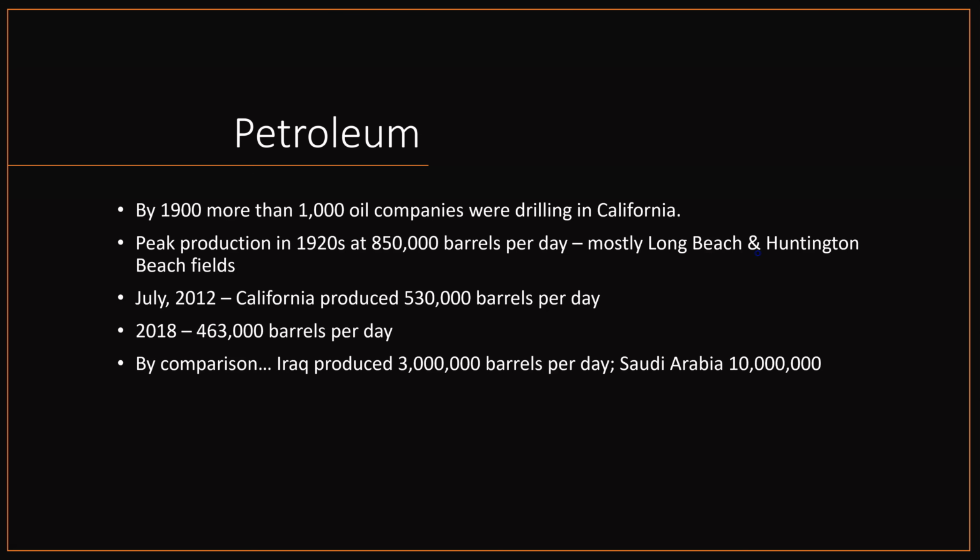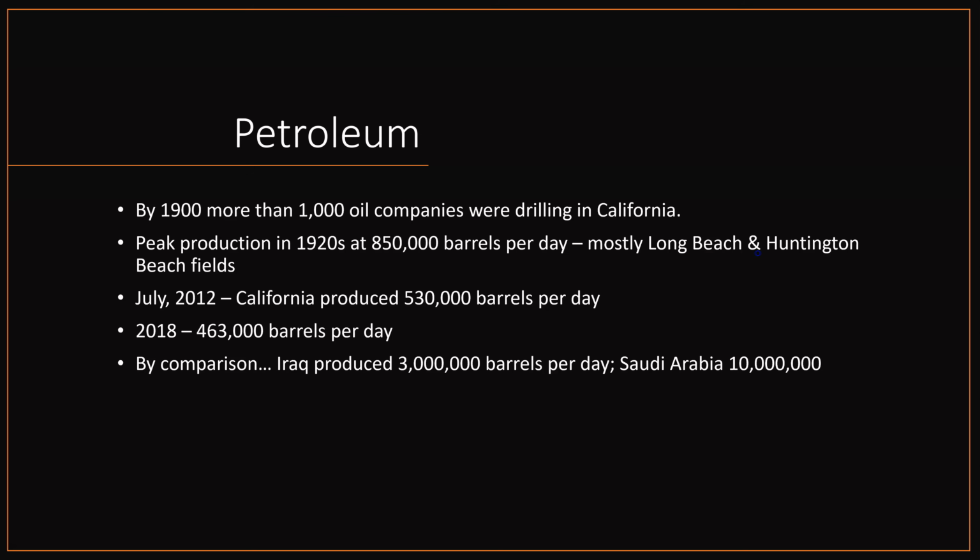By 1900, more than 1,000 oil companies were drilling in California. The peak production in the 1920s was 850,000 barrels per day. Most of this was happening in the Long Beach and Huntington Beach areas. In July 2012, California produced 530,000 barrels per day, and in 2018, 463,000 barrels per day. So you can see that California is losing its oil.